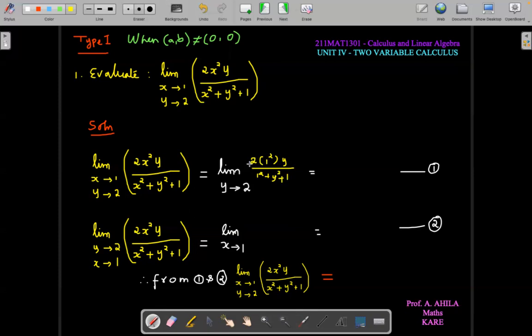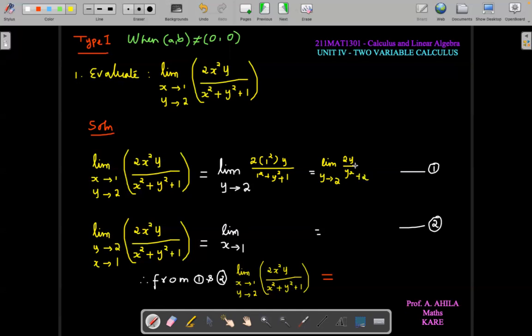So how does it come? 2y by y square plus 1. That is, again, if you are writing by simplification, limit y tends to 2. Now I am not applying y, so I have to write this. Okay. So 2y square, I am just simplifying. 2y by y square plus 1 plus 1, that is 2.